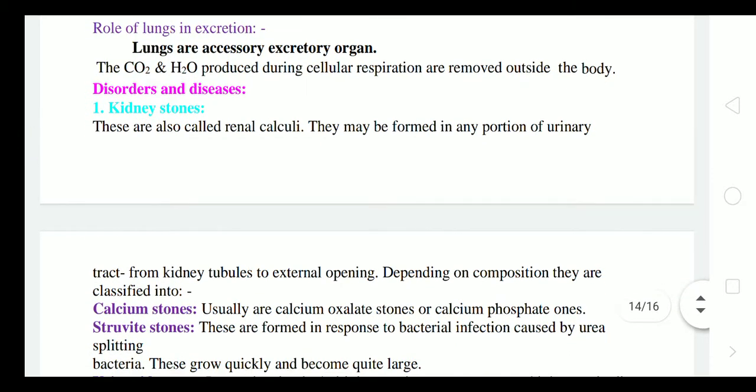Role of lungs in excretion. Lungs are an accessory organ. Carbon dioxide and water produced during respiration are removed outside the body.